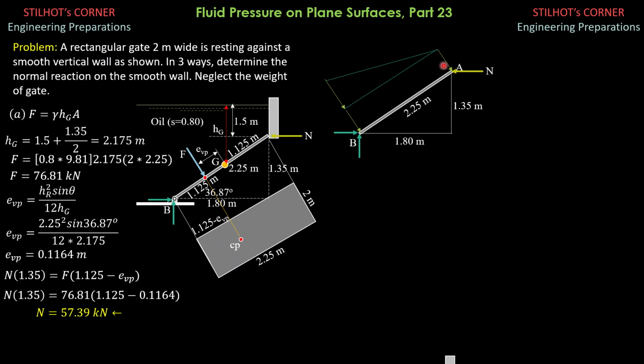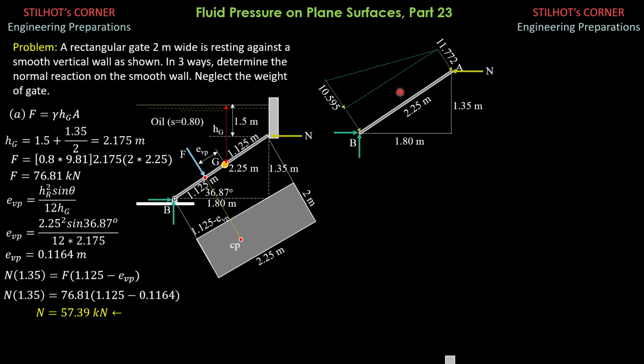The pressure at A is the specific weight of oil, 0.8 times 9.81 times 1.5. You have to calculate that, gamma times depth, 1.5. So 0.8 times 9.81 times 1.5 is 11.772 kilopascals. Then at the bottom, 11.772 kilopascals plus 0.8 times 9.81 times 1.35. Therefore, for this triangular pressure diagram, this is simply 0.8 times 9.81 times 1.35, and that is 10.595 kilopascals.